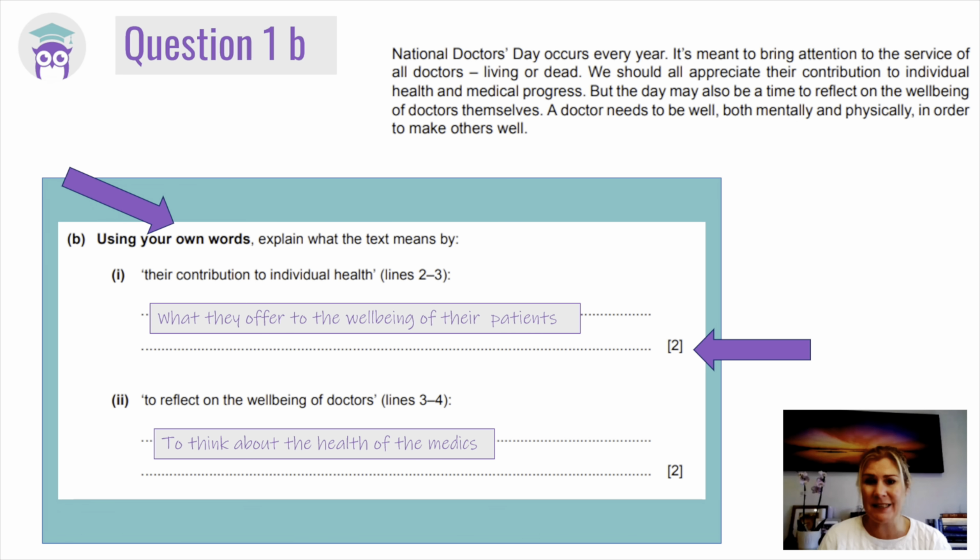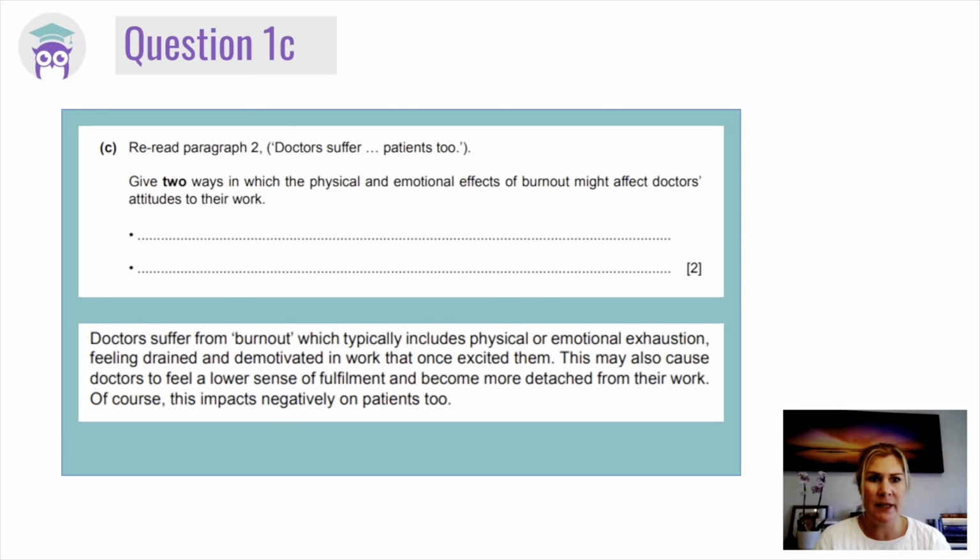Okay. Medics. If you couldn't find a noun to replace doctors, like medics or practitioners, you could say to think about the health of the people who work in the hospital caring for others. You know, like just try and find some way of doing it. All right, so that's our 2 marks there for 1b. Let's have a little look at 1c.